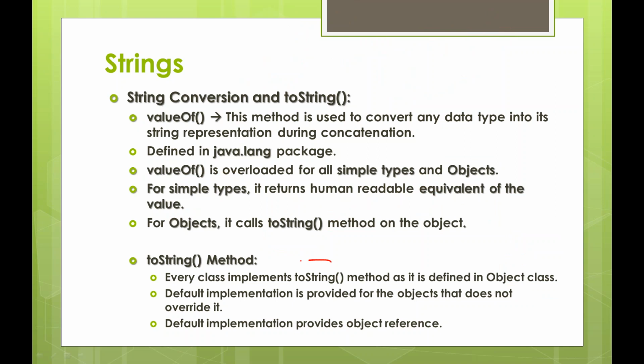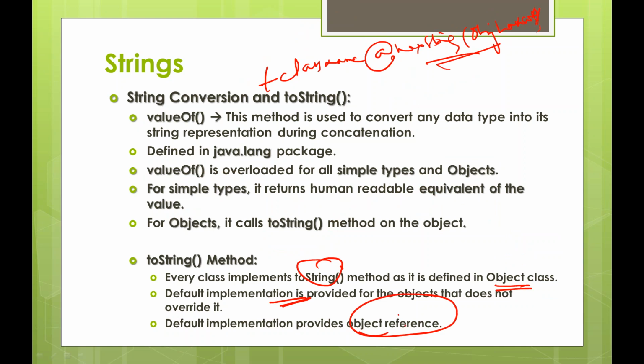So every class implements the toString method because that is defined in your Object class. Okay. So the default implementation, as we just discussed, is the fully qualified class name, at sign, hex string of your object hash code. That is the default implementation. Okay, so that is what we call an object reference.